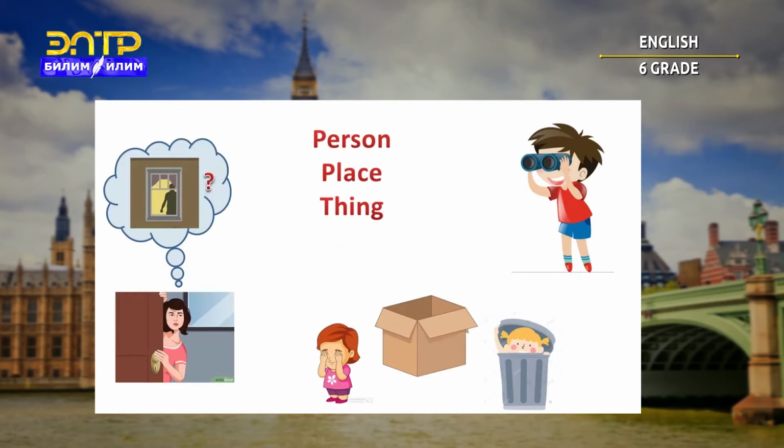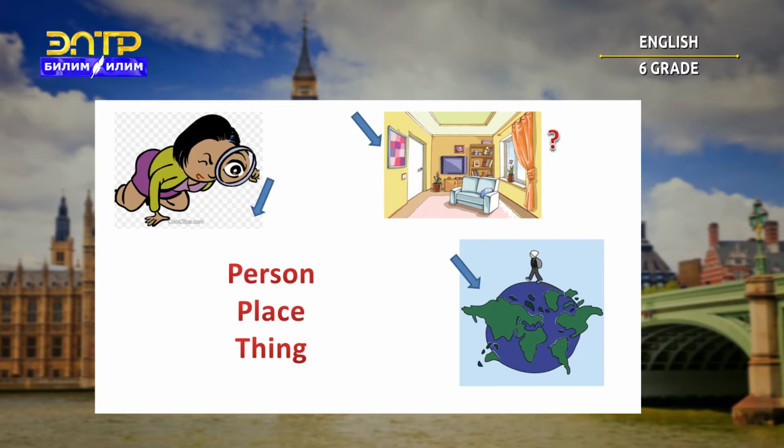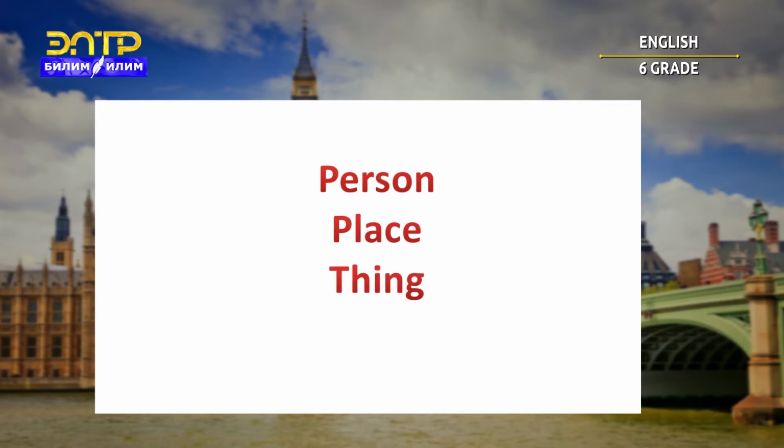Now, what about these three situations? Yes, right. The topic here is a person. A person in the room, in the box, and in distance. And what about these three situations? Well done. The topic here is a place. So, the topics we were talking about in these three situations are a person, a place, and a thing.